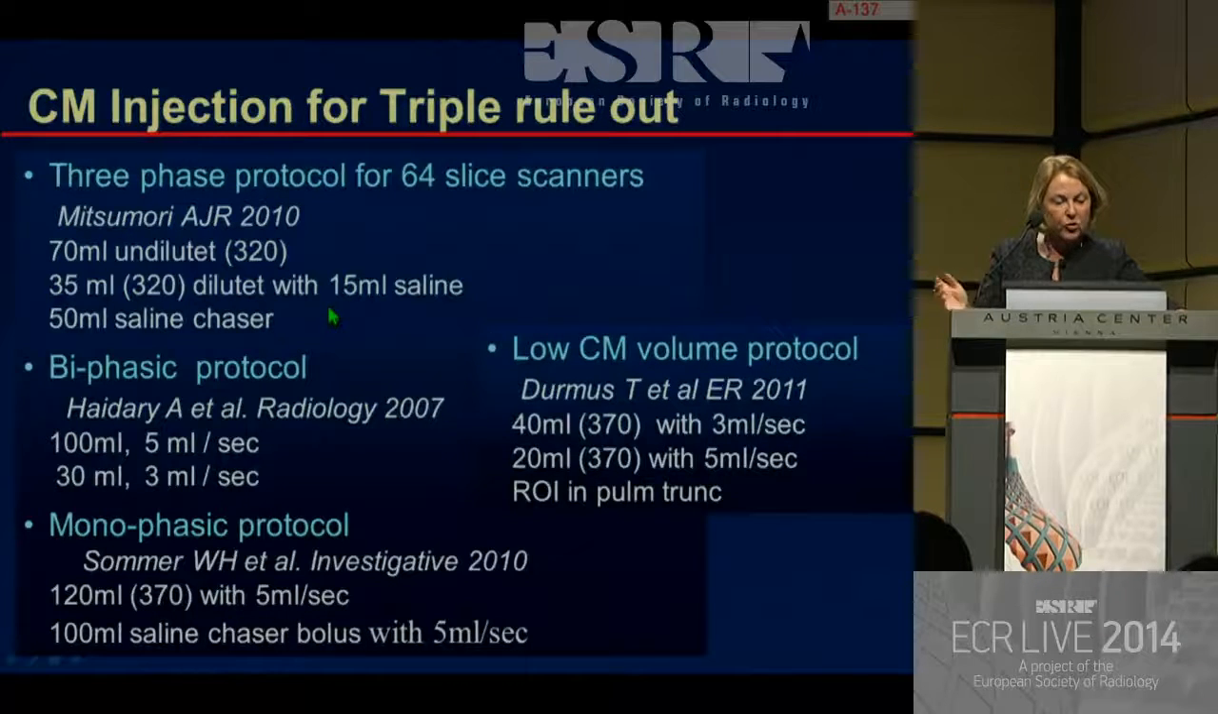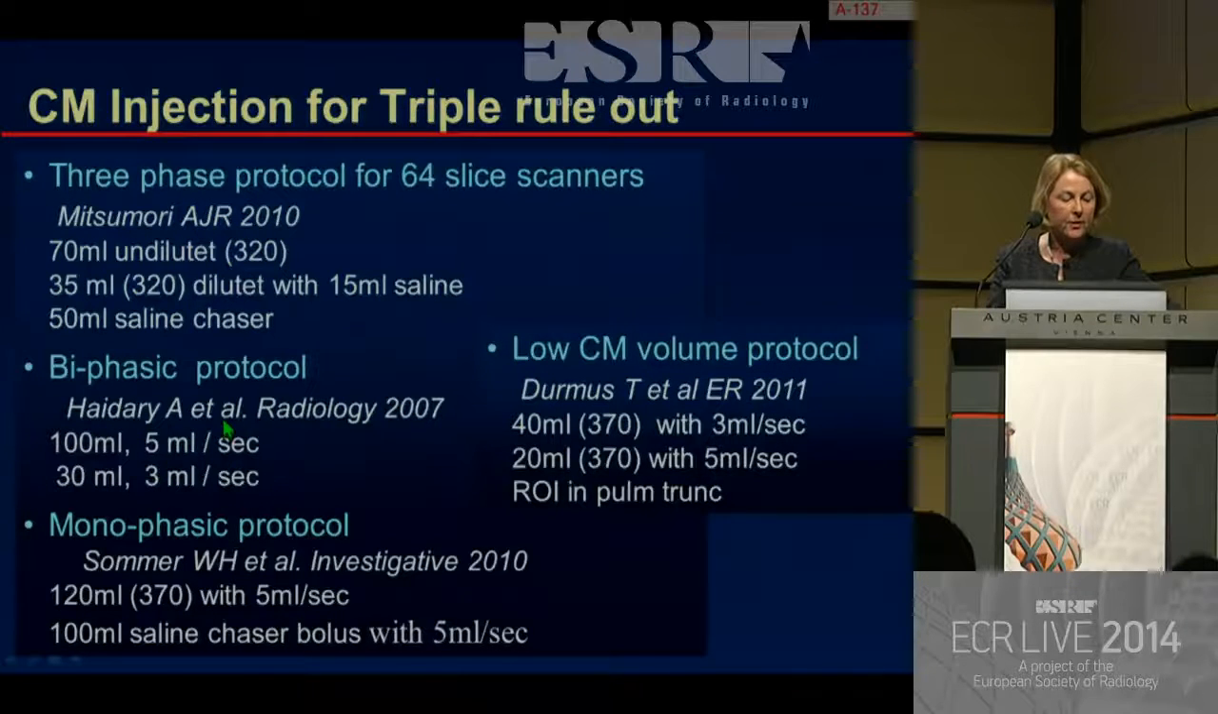The most challenging task, talking about the triple rule-out, is actually how to inject the contrast. And again, if you go into the literature, there is a broad range of protocols which have been suggested, ranging from 3-phase to biphase to monophase protocols. So starting here with the 3-phase protocol, they actually start with a relatively moderate contrast concentration, first injected undiluted to build up a high contrast, and then followed by a diluted and a saline chaser.